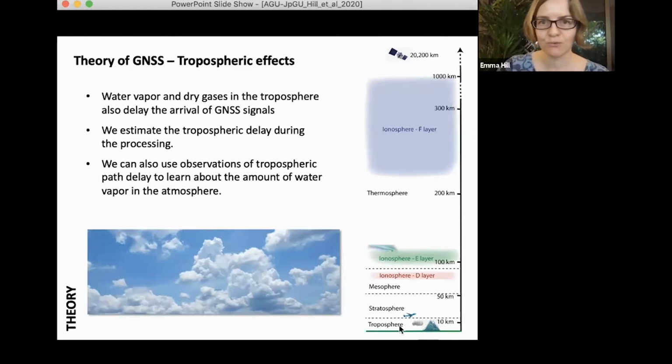The next place that the signal hits that has an impact is the lowest area of the atmosphere, the troposphere. This is where we live, where clouds are, and both dry gases and water vapor in the troposphere can also impact the GPS signal. Unfortunately, there's not an easy way to remove that, and they're not proportional to the wavelength of the signal or anything. But we just estimate this as an additional unknown parameter when we're trying to estimate the position of the receiver. And so for people who care about positioning, that's noise. But for other people who might want to study the atmosphere, then we can use those observations to learn about the amount of water vapor content.